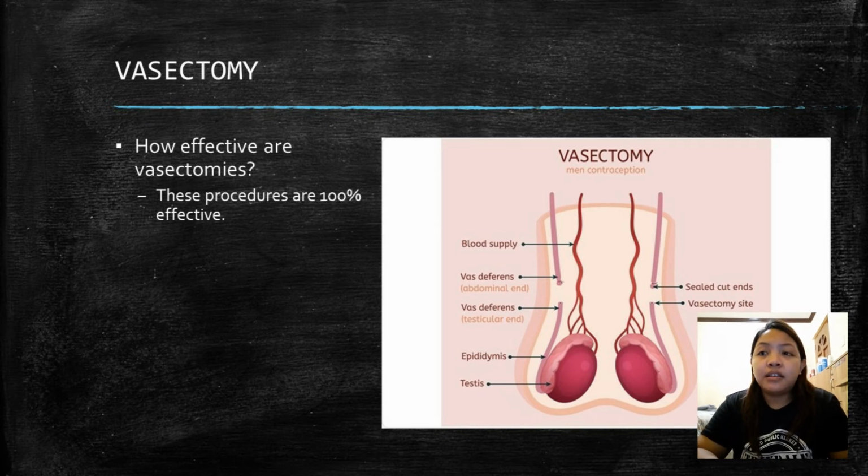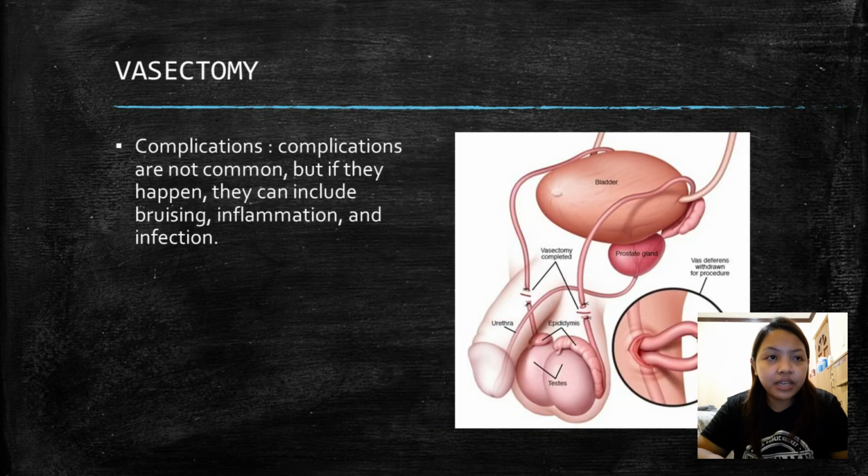And in very rare cases, the tubes can rejoin. If that happens, sperm could leave your body and cause pregnancy. Sperm can still get out for a little while after a vasectomy. Be sure to get the follow-up test that checks on that so you know when you can stop using another method of birth control. Complications in vasectomy. Complications are not common, but if they happen, they can include bruising, inflammation, and infection.